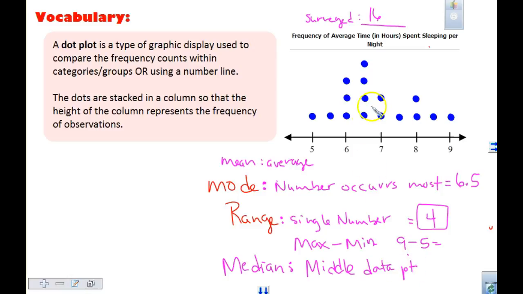Sometimes it will be halfway in between, meaning if halfway is between 6.5 and 7, you could have the median being 6.75. It doesn't necessarily have to be a data point. Neither does the mean, the average does not have to be one of our data points. Whereas the mode must be a data point. It's saying which one occurred the most often, okay?